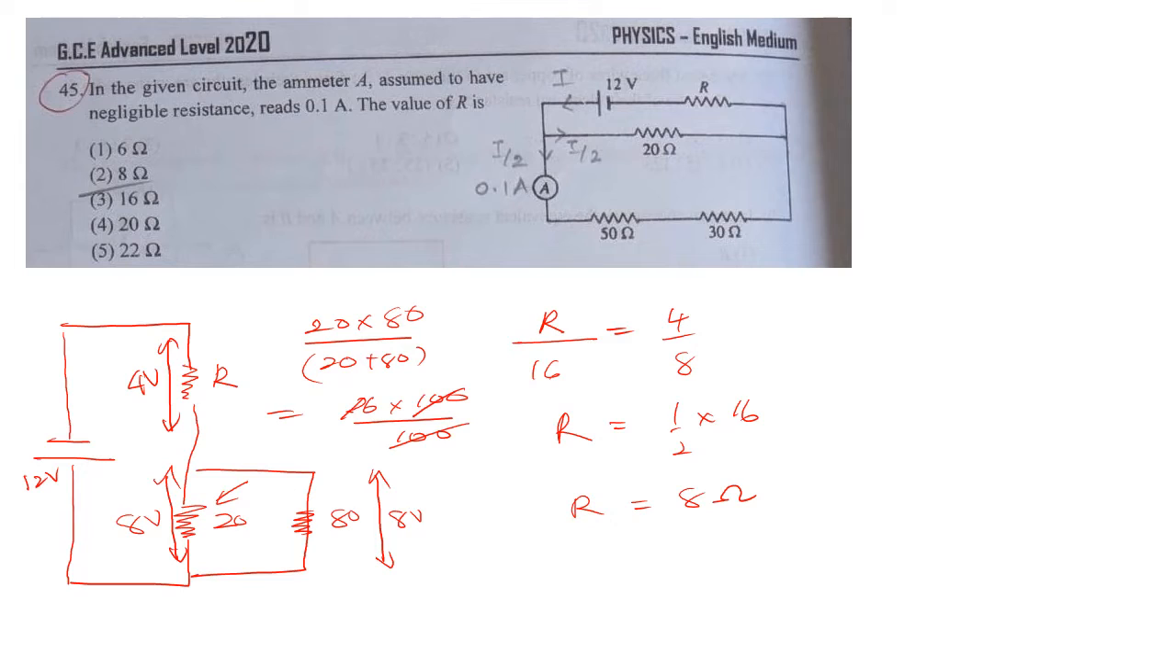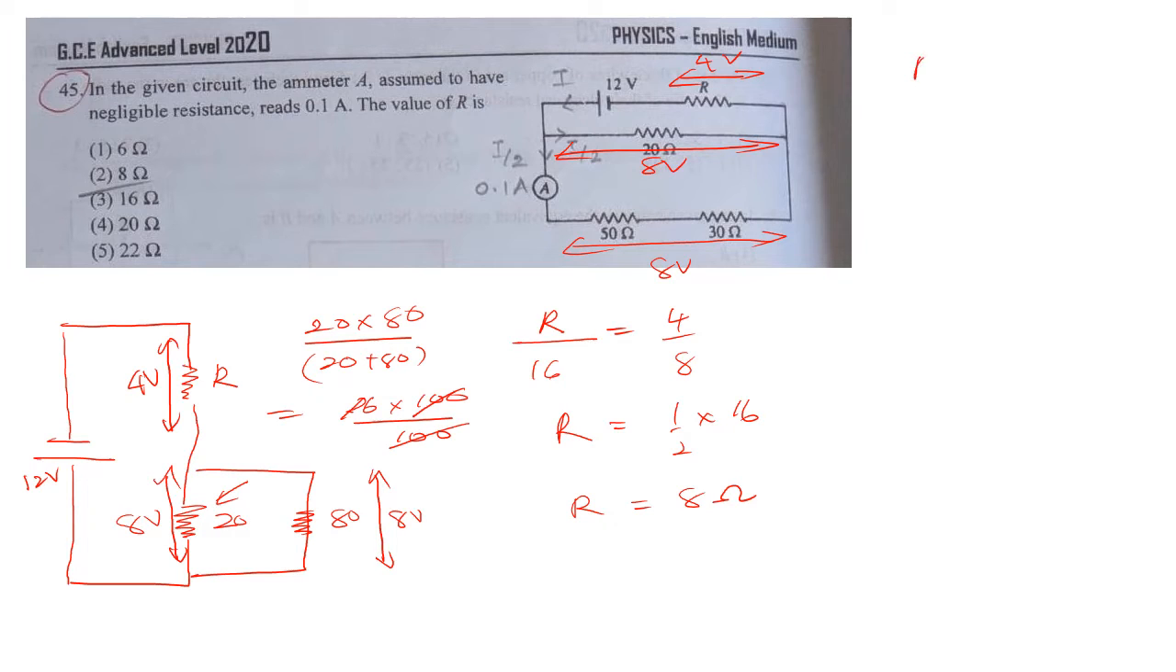To answer this question, it takes less than 1 minute. First we want to realize the voltage here is 0.1 into 80, which means 8 volts. So here it will be 8 volt, right? So the remaining 4 volt will be here, because the battery gives 12 volts. So 8 volt drops from here, so the remaining 4 volts should be from here.